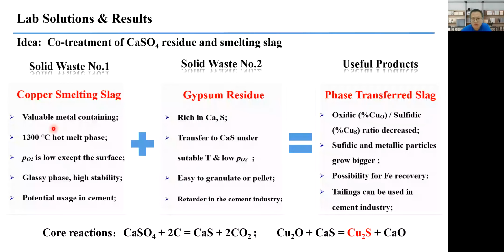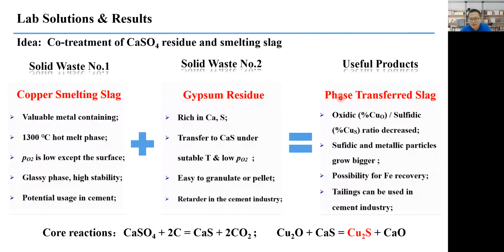And there is a lot of energy. Around 50% of thermal energy is taken away by the smelting slag. And here we can utilize that thermal energy in making this reaction, the decomposition of calcium oxide, and also the energy can be used in helping copper sulfide in growing up. So the low oxygen pressure can be achieved, and the glassy phase will have the phase transition. And the tailings have potential utility in cement. So this is the production.